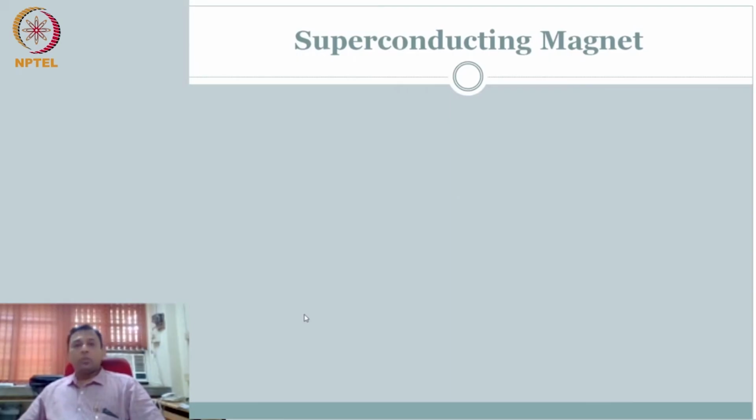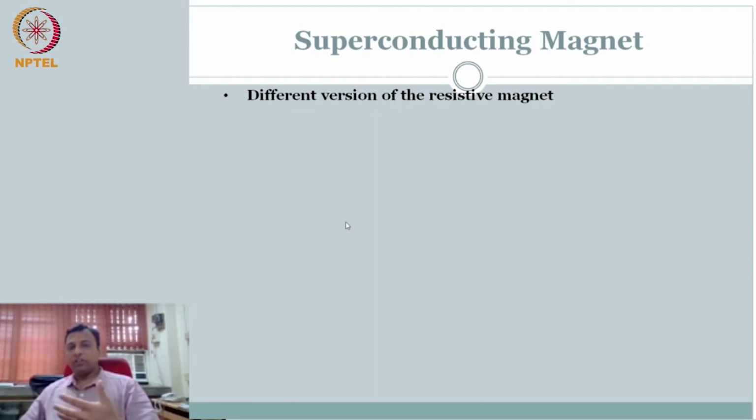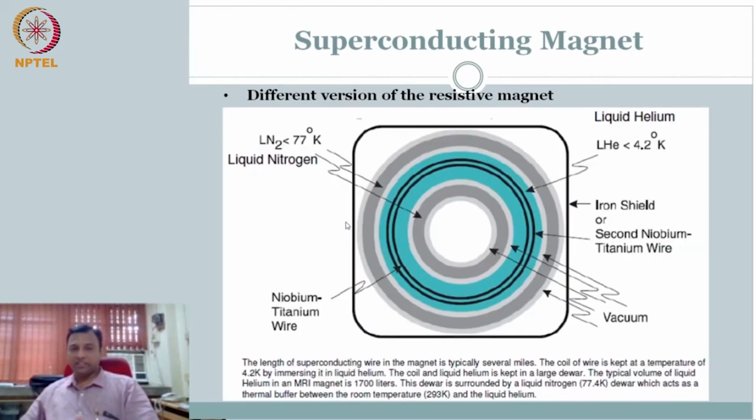So comes the superconducting magnet. What is superconducting? It is kind of another resistive magnet. I'm sure you would have understood what superconducting means: you have less resistance. It is also resistive, but the resistance goes down with the temperature. You can think about it as a different version of the resistive magnet, which has the advantages of the resistive magnet, but it overcomes some of the limitations, right?